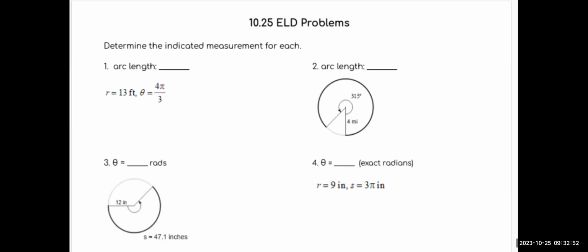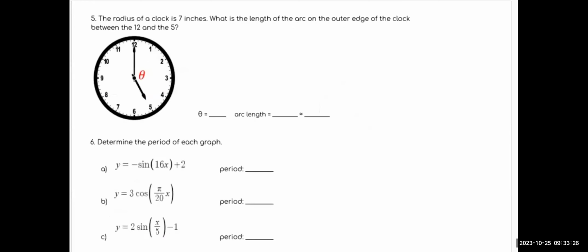ELD problems. Okay. So we can take a look at these. Okay. I just did the wrong one. So it starts out with arc length. And then number 5, I know you remember the one on the test about the clock. So number 5 is similar to that one. We could go over that one.